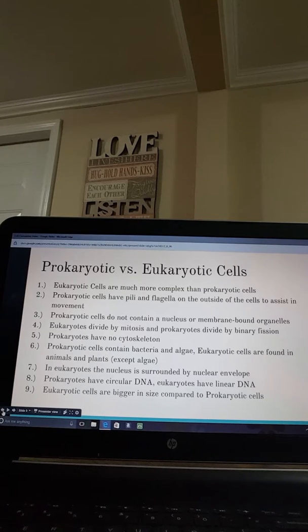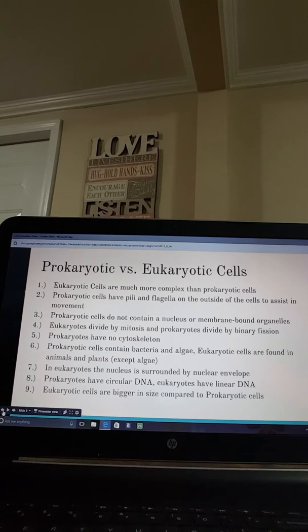Prokaryotes have no cytoskeleton. Prokaryotic cells contain bacteria and algae, where eukaryotic cells are found in animals and plants except algae. So it's interesting to see that it's really based on the type of cell it is. So if it's going to be bacteria and algae, it's going to be more of a simplistic cell compared to what we as mammals and plants have.